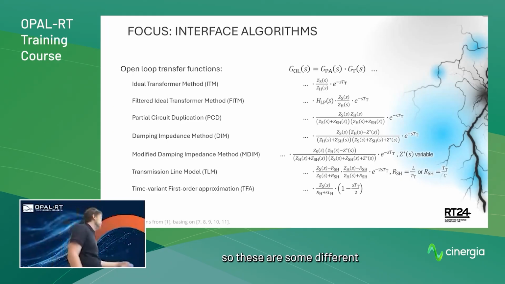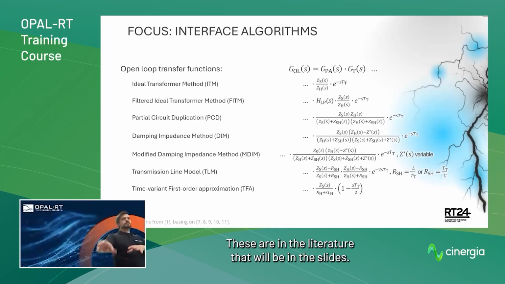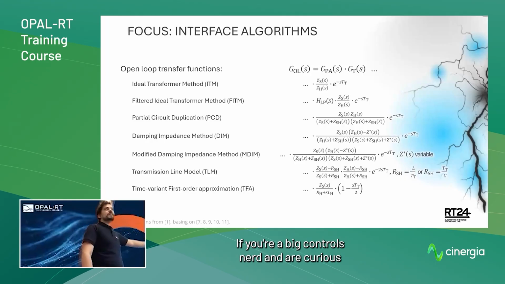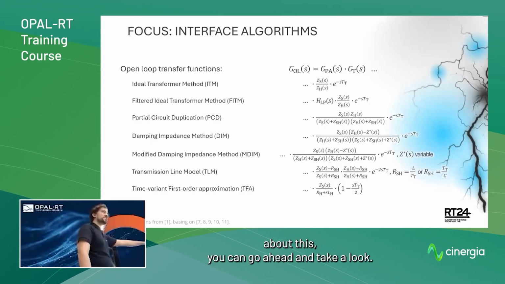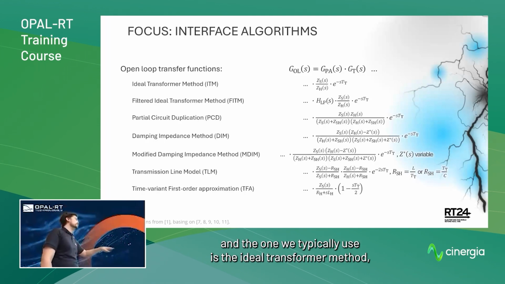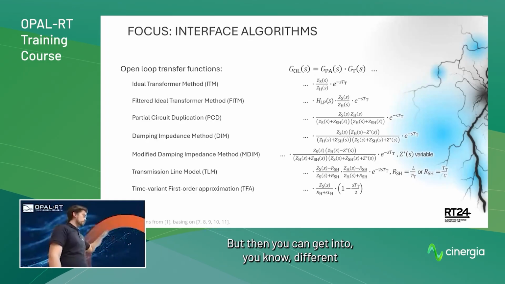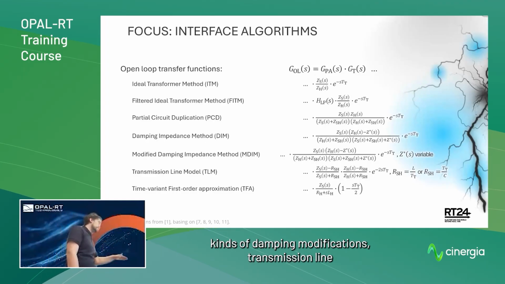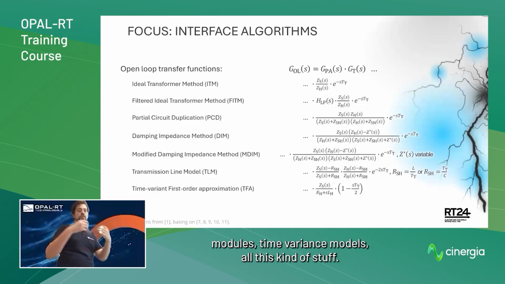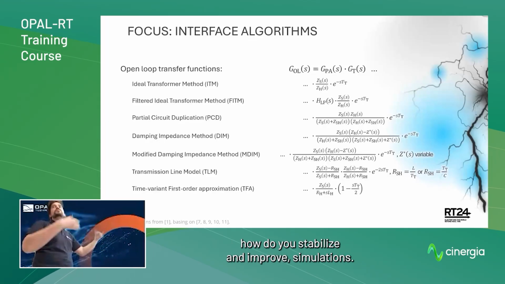So these are some different transformation methods that are available. These are in the literature that will be in the slides. If you're a big controls nerd and are curious about this, you can go ahead and take a look. But the most common one, and the one we typically use, is the ideal transfer method, where we just directly send the references. But then you can get into different kinds of damping modifications, transmission line modules, time variance models, all this kind of stuff. This was the focus of Sebastian's PhD: how do you stabilize and improve simulations.